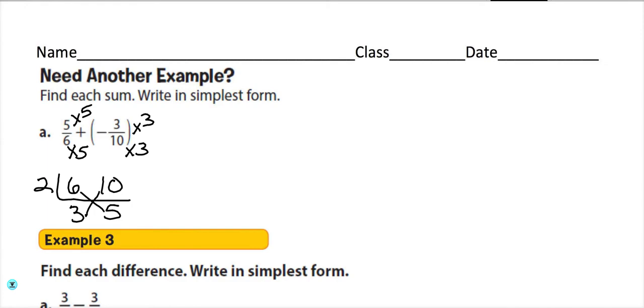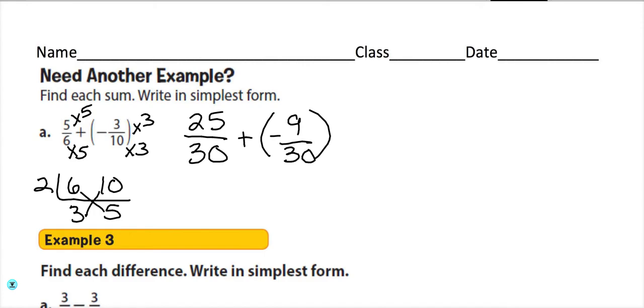Okay, so now I'm left with 25/30 plus -9/30. All right, do I have same signs or different signs? Same signs, add and keep, different signs, subtract. Okay, so 25 minus 9, that's going to give us 16. Keep the sign of the larger number, that would be the positives, and then over 30.